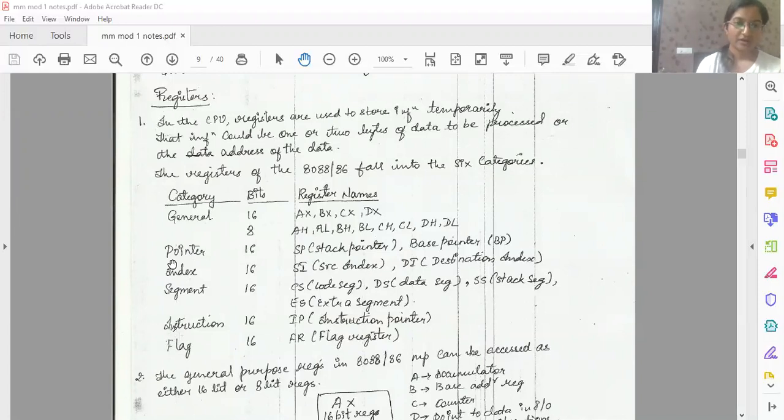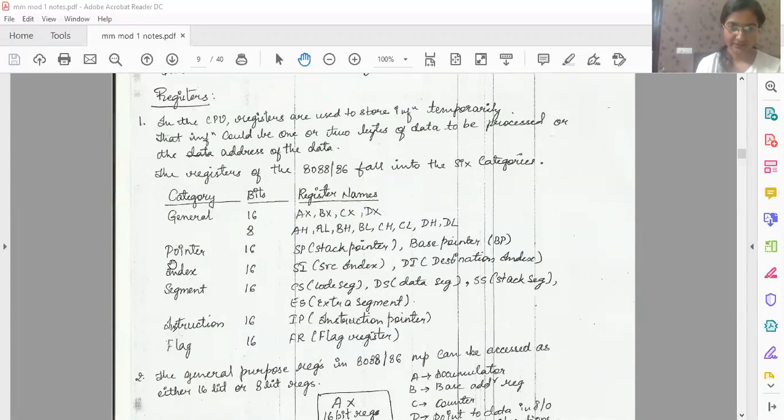As we can see here in the CPU registers, the main use of a register is to store information temporarily. It can be either 1 byte or 2 bytes of data which has to be processed, or it can also contain the address of that particular data. All the registers of 8086 fall into 6 different categories. What are those 6 different categories?